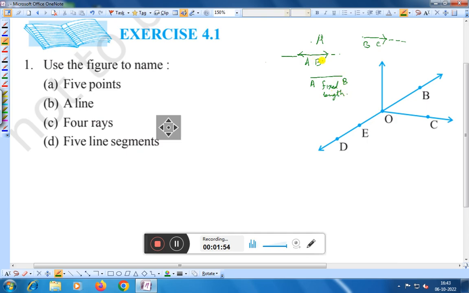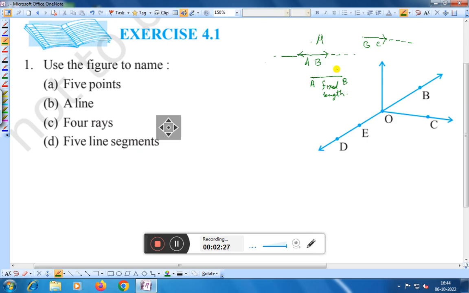Right? A line has no fixed length and BC has no fixed length. Why? Because at the C point it goes on endlessly. And in case of a line, it goes on endlessly on both sides. Therefore, it has no length. But a line segment has a fixed length. Suppose AB, this has a fixed length because A is one point and B is another point. A is one end point and B is another end point.